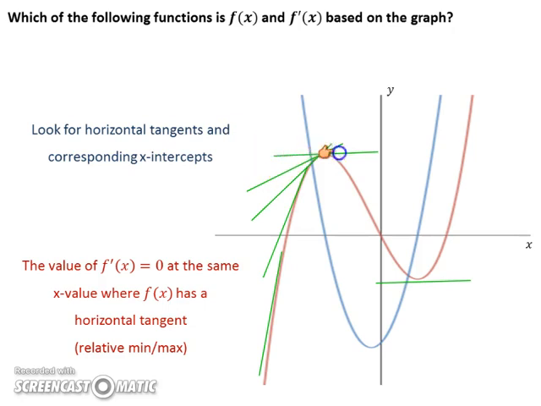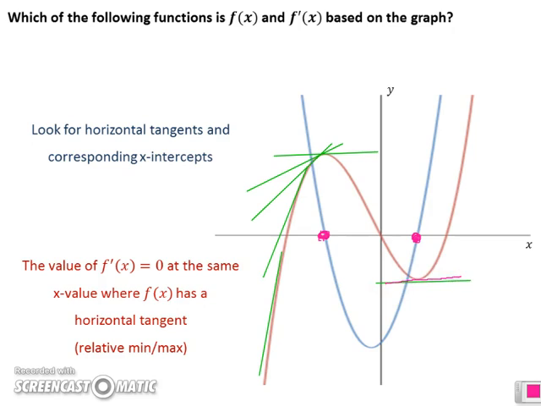And when it's flat, it equals 0. The slope of a horizontal line is 0. So at this maximum, the derivative will equal 0. Notice that there's an x-intercept right there. That means this blue graph equals 0 right there. And the blue graph equals 0 right here as well, which is at the same place that this horizontal line happens.